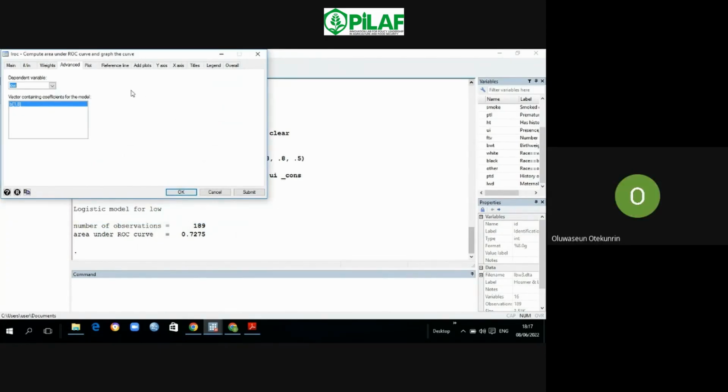Under your advanced, did you see the dependent variable? Yes, ma. I choose low. After that, I try to submit, but it's bringing out another error. Under the vector containing coefficient, were you able to see B 1,8? No, ma, not at all. Okay, close the window that you had before.